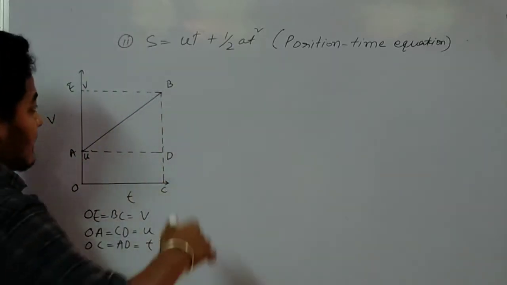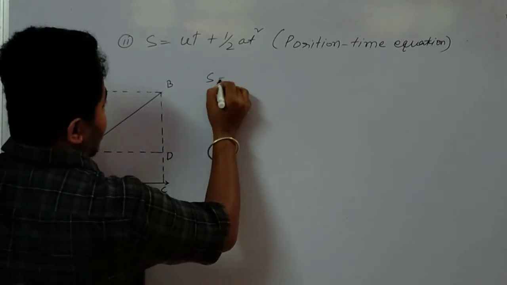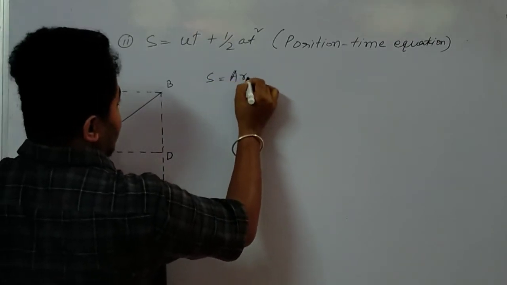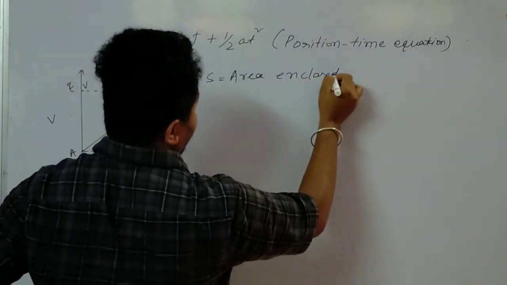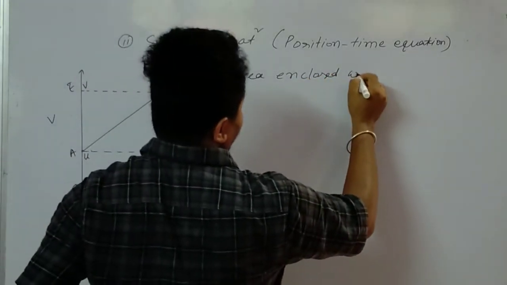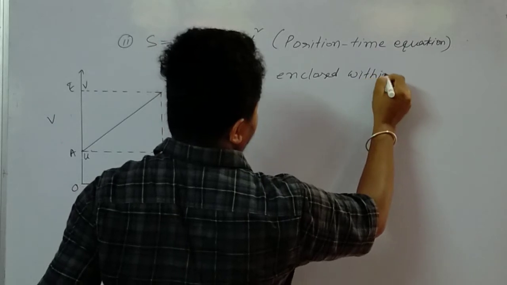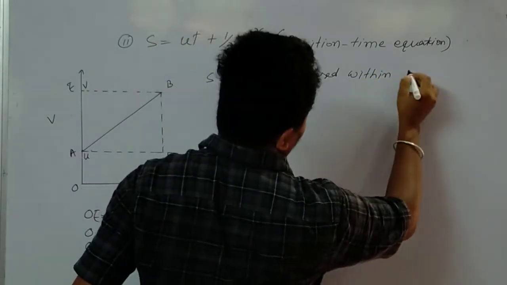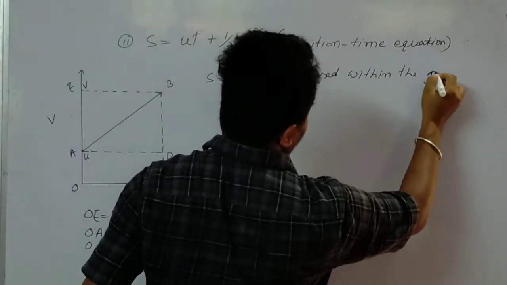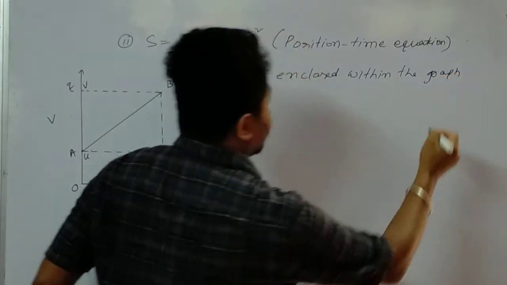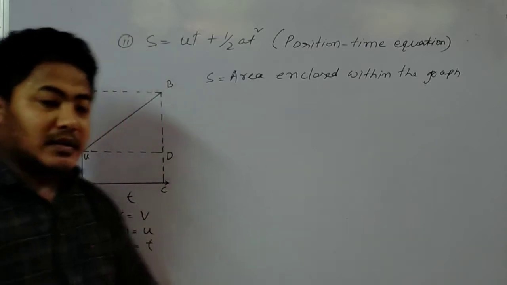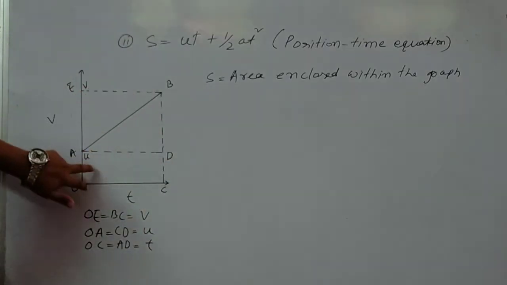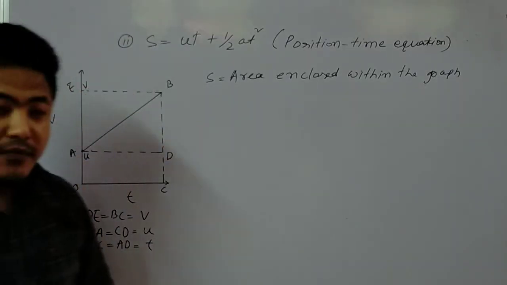So we can write that S is equal to area enclosed within the graph. Understand that? In order to find the position of the object, it's very easy. We'll find out the area enclosed within the graph.